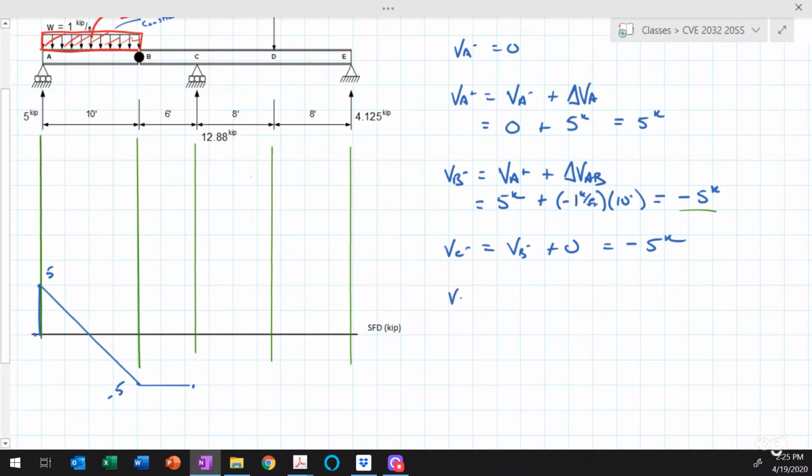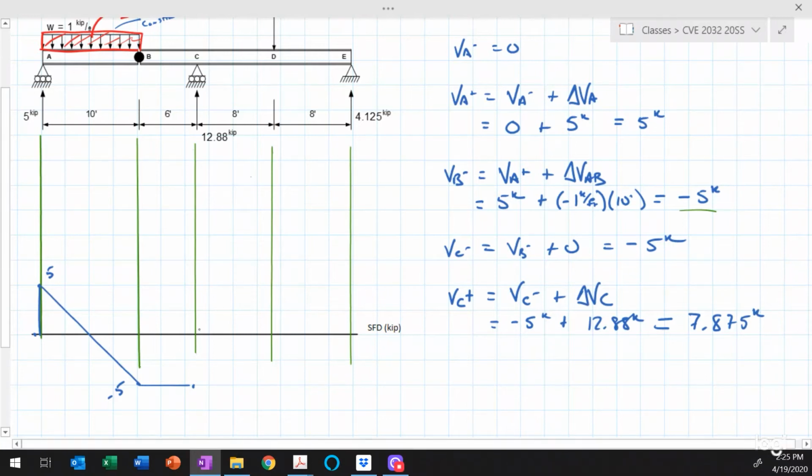Now, the change in shear at C, so let's see, the shear to the right of point C is equal to the shear to the left of point C plus the change in shear at point C. So this is equal to minus 5 kips plus 12.88 kips. So that means that just to the right of point C, we have a shear of 7.88. I'll cheat a little bit. I know that it's 7.875, like that.